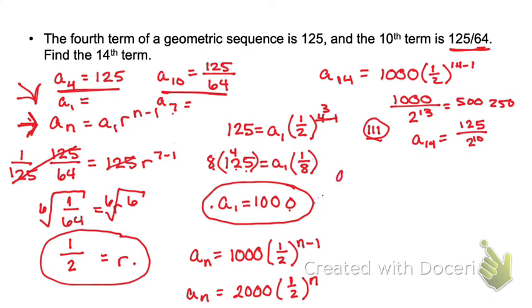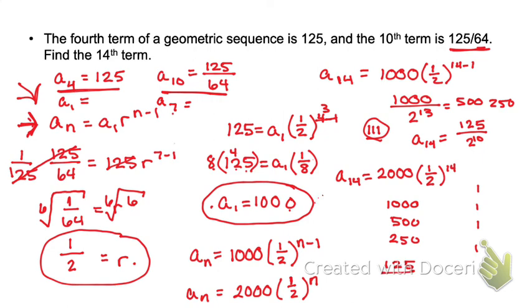We better get the same answer, right? So I get 2,000 times 1/2 to the 14th. So I can reduce it by 2 once and get 1,000. Again, and get 500. Again, and get 250. And again, and get 125. So that's 125 over 2 to the 10th.